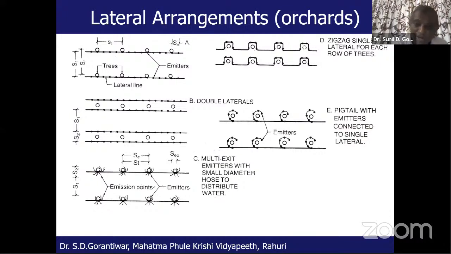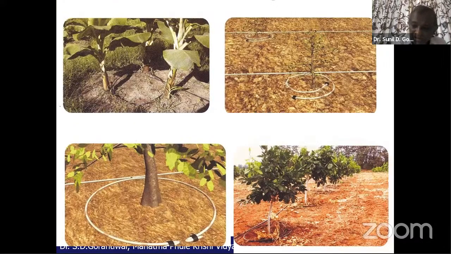The lateral arrangements for orchard plantations are different. For orchard plantation, we may have the drippers arranged in a loop or ring as well.